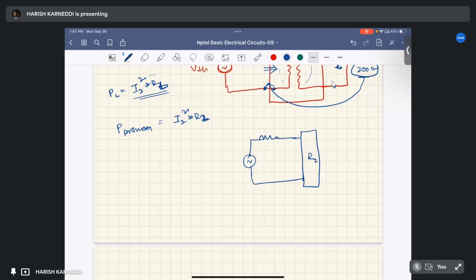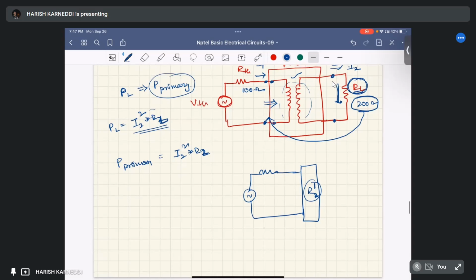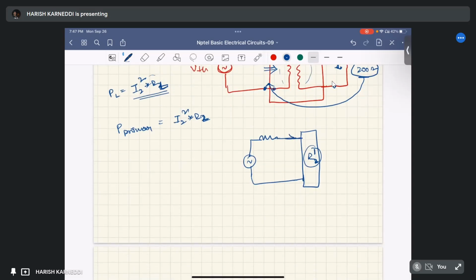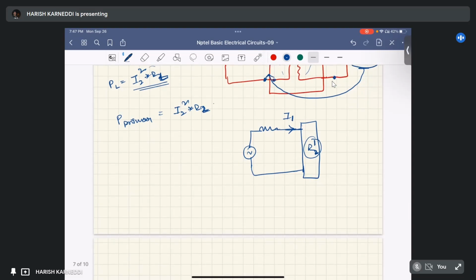Let's suppose it is R2 dash. Why? Because it is the equivalent resistance of this load resistance. So here the current flowing through this is I1. So what about the primary? It is I1 square into R2 dash. Why? Because we are equating the power balance equation. The amount of power dissipated at the secondary side is the same amount of power dissipated even if it is referred to the primary side.